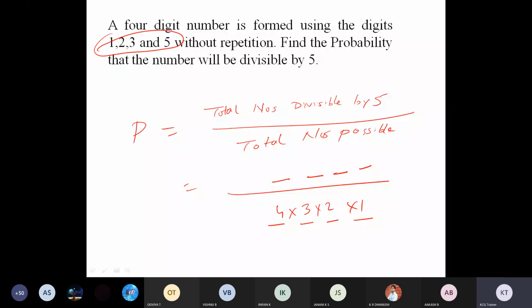Similarly, to make a four-digit number which is divisible by 5, the unit digit should be fixed with 5. So one digit is fixed at the unit digit. Out of the 4, we have the remaining 3, 2, 1. So the answer is 6 by 24, the probability of making a four-digit number which is divisible by 5.